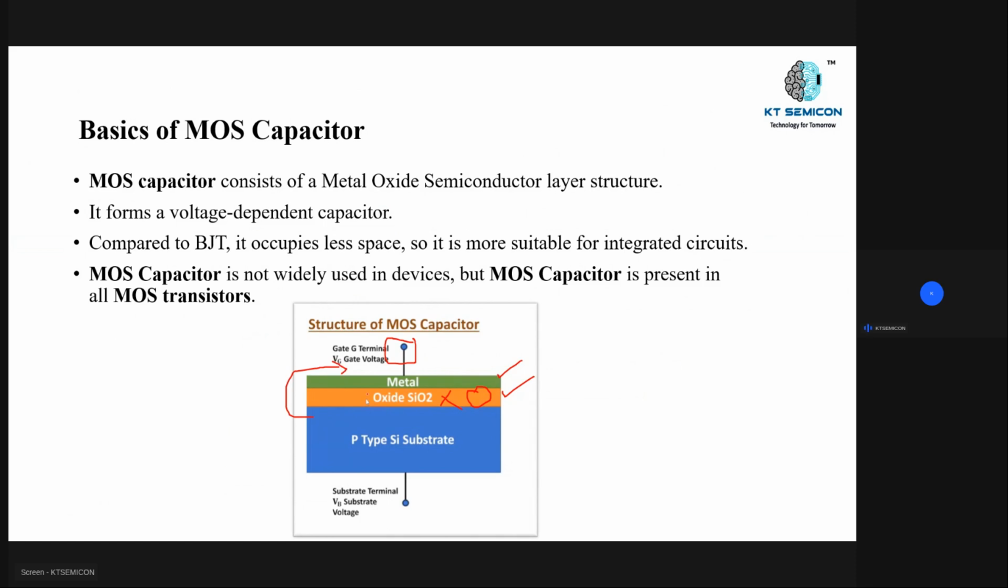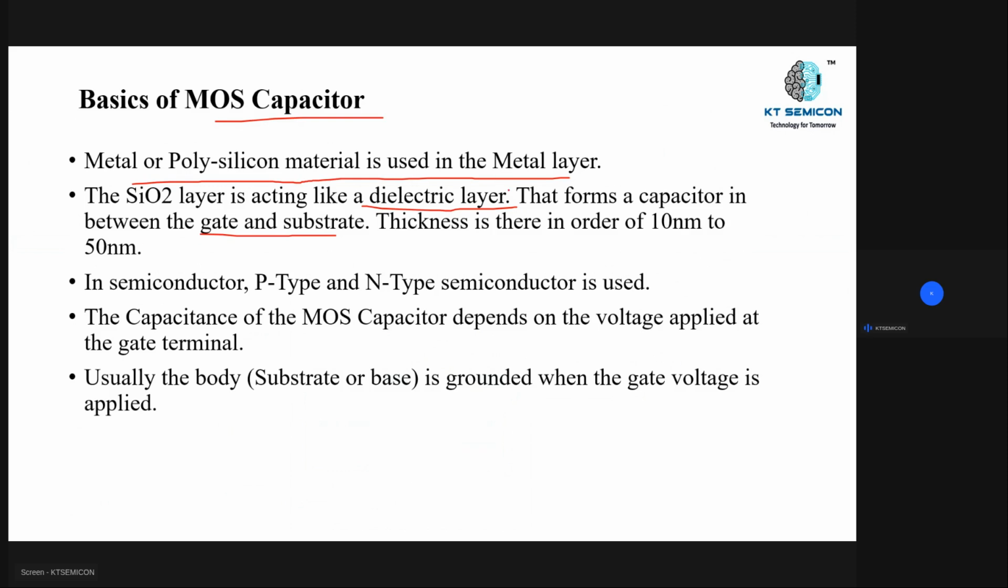In that process, my oxide layer is an insulator, right? That's why it won't allow any electrons to pass through this oxide to the metal. So that's why it acts as the dielectric medium in between the metal and p substrate. The thickness is in the order of 10 nanometers to 50 nanometers. This is the thickness of the SiO2 layer.